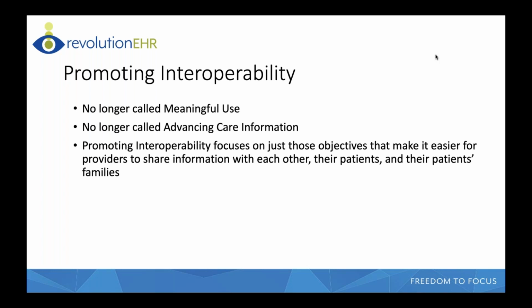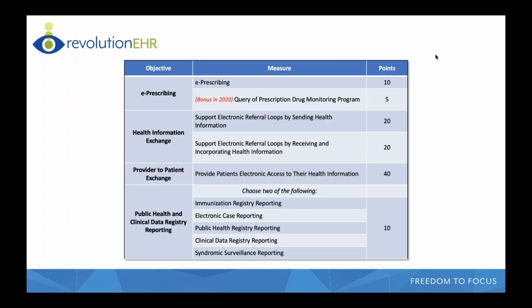It is no longer called meaningful use. It is no longer called advancing care information. Over time, Medicare has taken a number of the objectives and measures out to focus on just those things that make it easier for providers to share information with each other, their patients, and their patient families. So when we look across the included measures and objectives, you'll see there's only 4 objectives now: e-prescribing, health information exchange, provider to patient exchange, and public health and clinical data registry reporting. That's it. You can see the measures associated to those objectives running down the middle here.